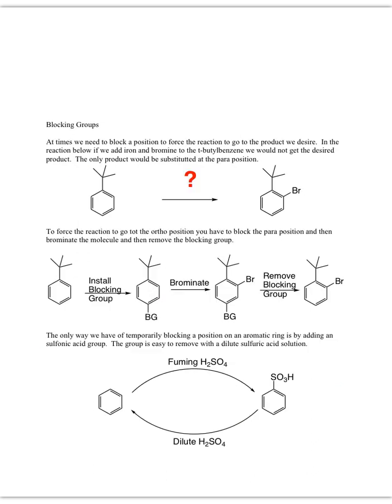So blocking groups. If we needed to block a carbon, we could put a blocking group on there if we didn't want it to react in a certain spot. If we wanted to form the 1,2 substituted t-butylbenzene, add bromine onto the ortho position, we would need to block the para position so the bromine didn't add there. So we'd take the t-butylbenzene, install the blocking group, brominate it. It would go ortho to the t-butyl, and then remove the blocking group.